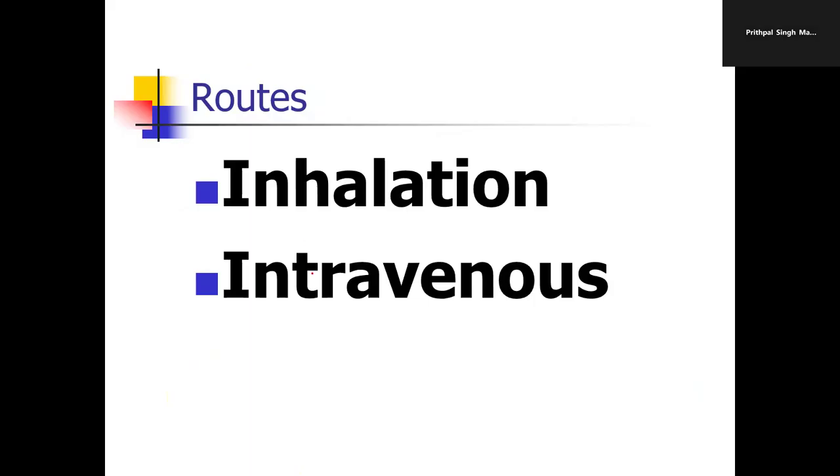Now, depending upon the routes by which an anesthetic agent is given, the general anesthetic agents are divided into drugs that are given by the inhalational route and drugs that are given by the intravenous route.